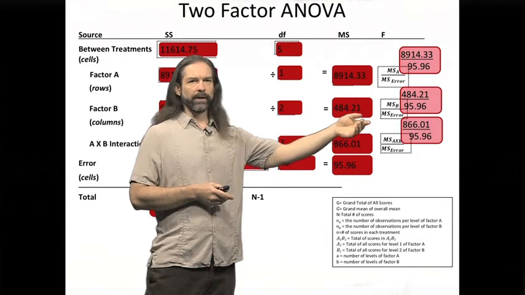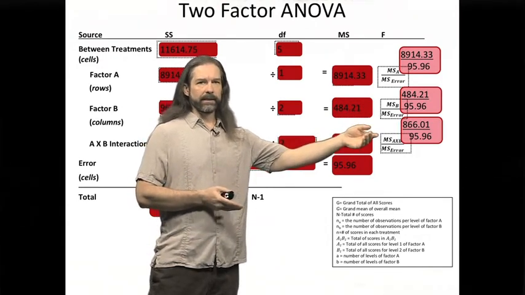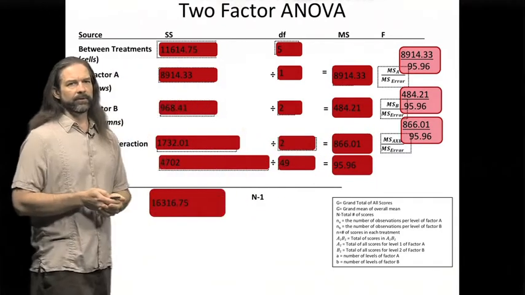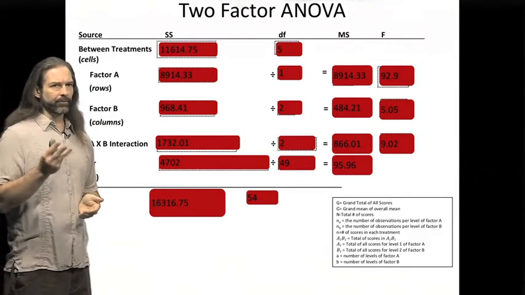We're going to take that 484.21 divided by 95.96. Then finally that 866.01 divided by 95.96. Very simple division in order to get us to our final F values. We have 3 F values.